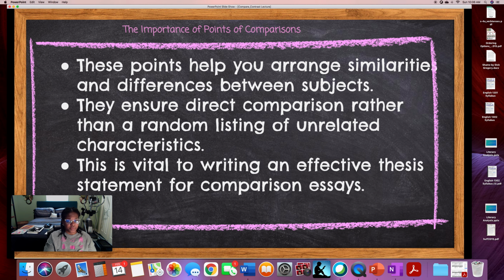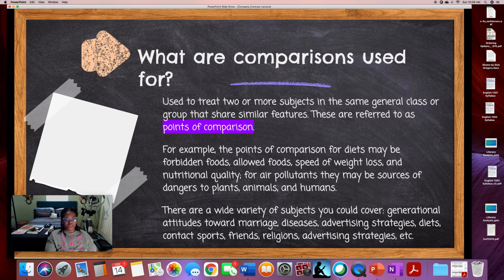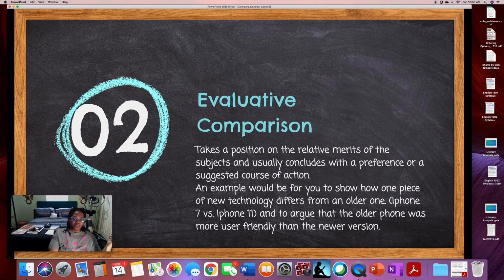These points are going to help you arrange similarities and differences between the subjects. They're going to ensure that you direct a comparison rather than a random listing of unrelated characteristics. And this is going to be vital to you writing an effective thesis statement, right? So what I want you to do right now is I want you to pause this video after I give you the directions. I want you to think about the comparison that I just gave you here with the iPhone 7 versus the iPhone 11.